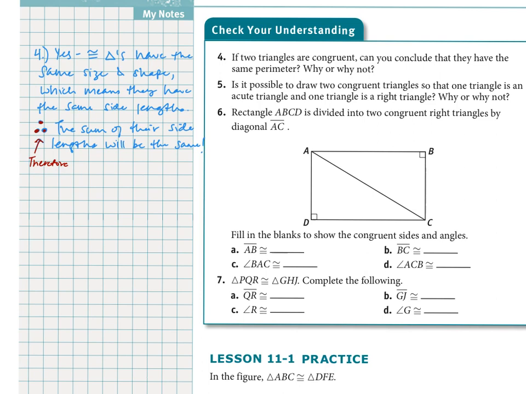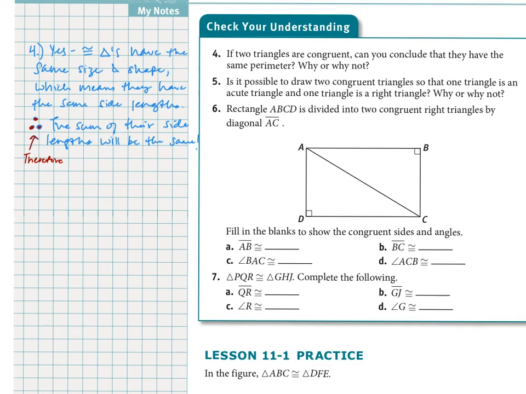Let's go ahead and read number 5. 5 says, is it possible to draw 2 congruent triangles so that one triangle is an acute triangle and one triangle is a right triangle? Why or why not? Well, wait a minute. Congruent triangles have the same angle measures. So an acute triangle has all acute angles, and a right triangle has only one right angle. So no, it wouldn't be possible to do this.